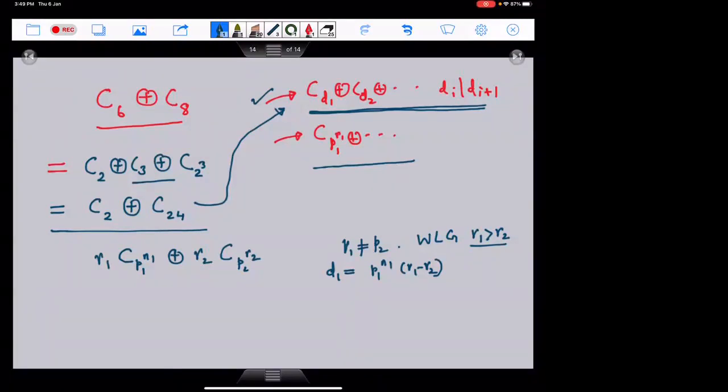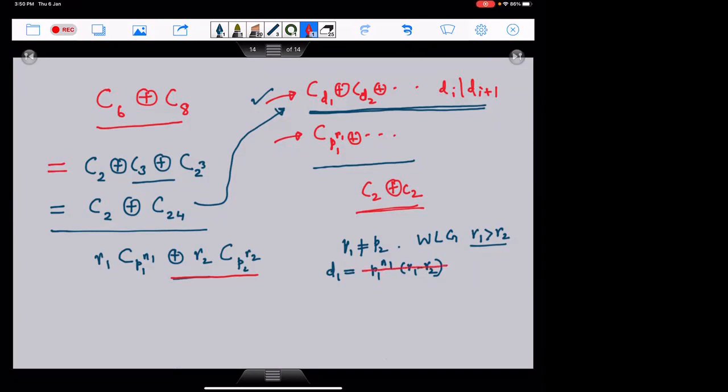Yes. No, but I want this condition, right? D1 divides D2. Suppose I do not have this part. Then is it already in that form? Yes, so they are all the same. D1 equal to D2 is okay. I cannot combine P1 to the N1 with P1 to the N1, right? I will not have a cyclic group. C2, C2 is already in that form. I cannot write C4, right? Yes, sir.